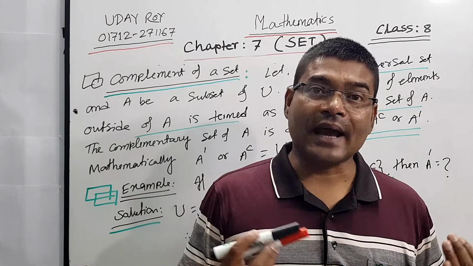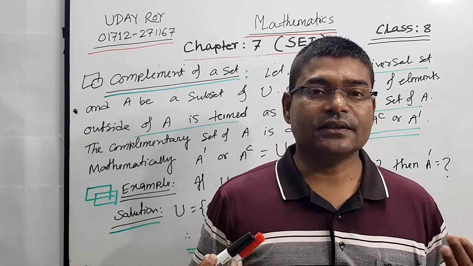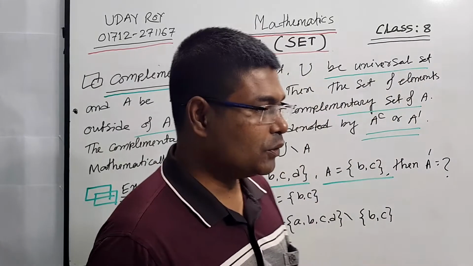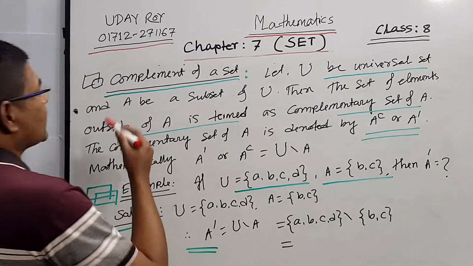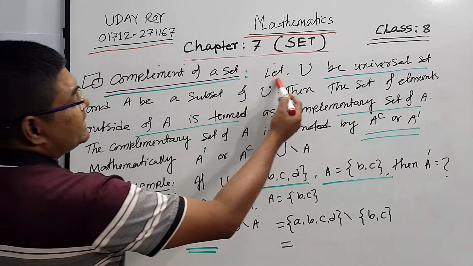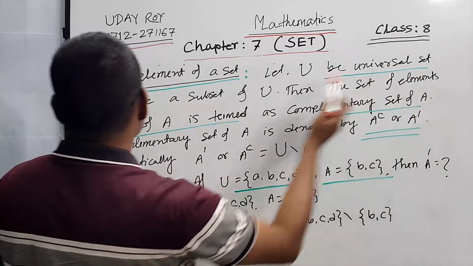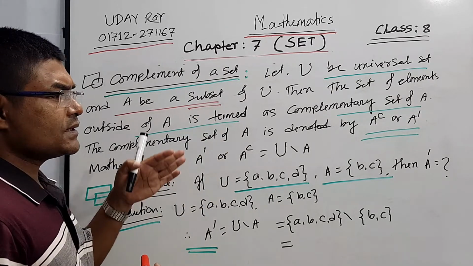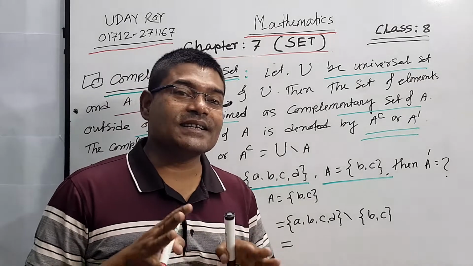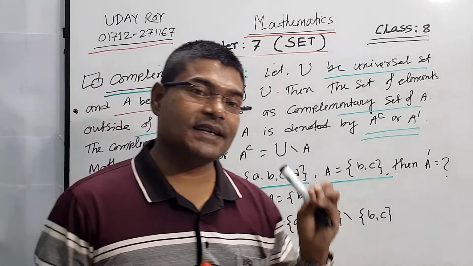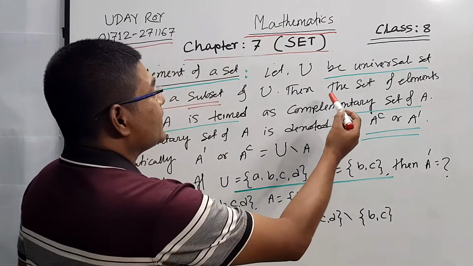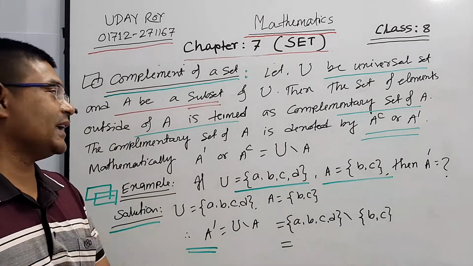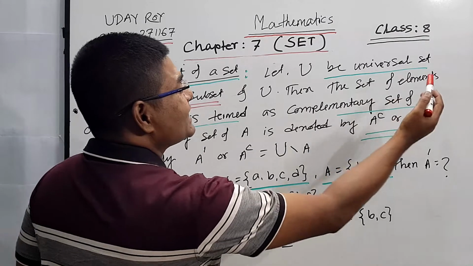We have done union and we have done intersection. Now we'll do complement of A. So let's come back to the board. The complement of a set: let this be the universal set and A be the subset. Every set is a subset of itself. The set of elements outside of A is termed as the complementary set of A.